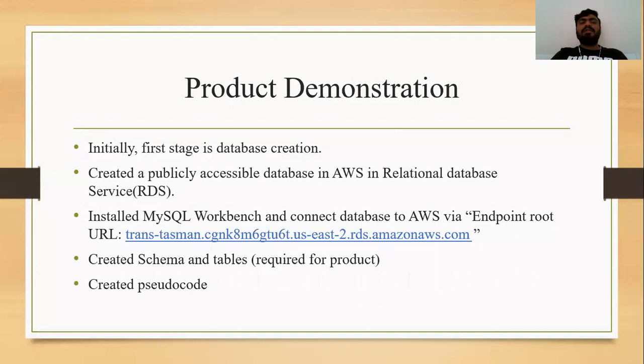Next, the project demonstration. Initially, for the database creation, I have created a publicly accessible database in Amazon Web Services in a relational database service. Then I installed MySQL Workbench and connected the database to AWS via the endpoint root URL that you can see on the screen. Then I created schemas and tables as per the requirements of our product. I have also created pseudocode that users can easily understand.